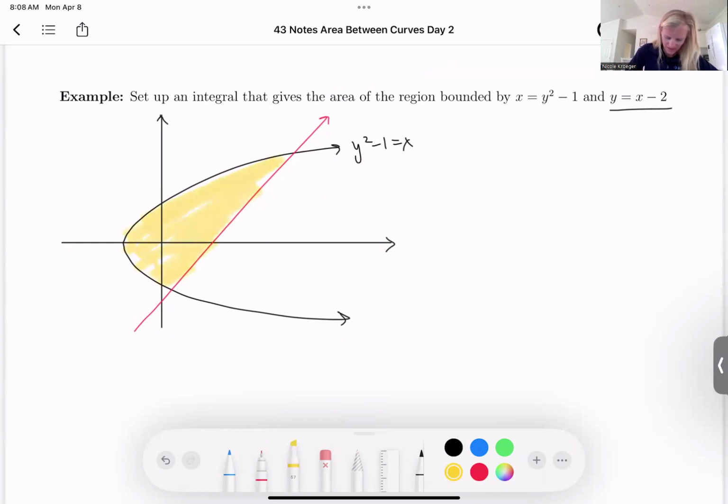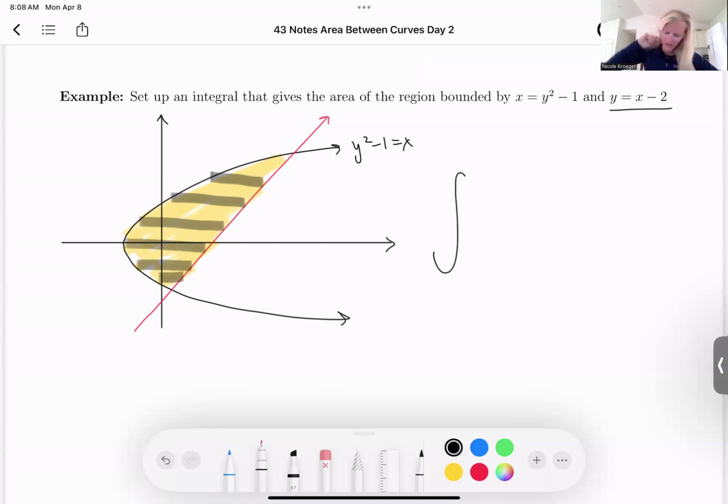So this again definitely looks better to do in terms of y, because if I do this in terms of x, I actually run into a big problem here, is that my top and bottom functions are the same functions, which is a really bad idea. And then over here, the top and bottom functions change. So let's do this in terms of y. If I do this in terms of y, the red function's always on the right, the black function's always on the left.